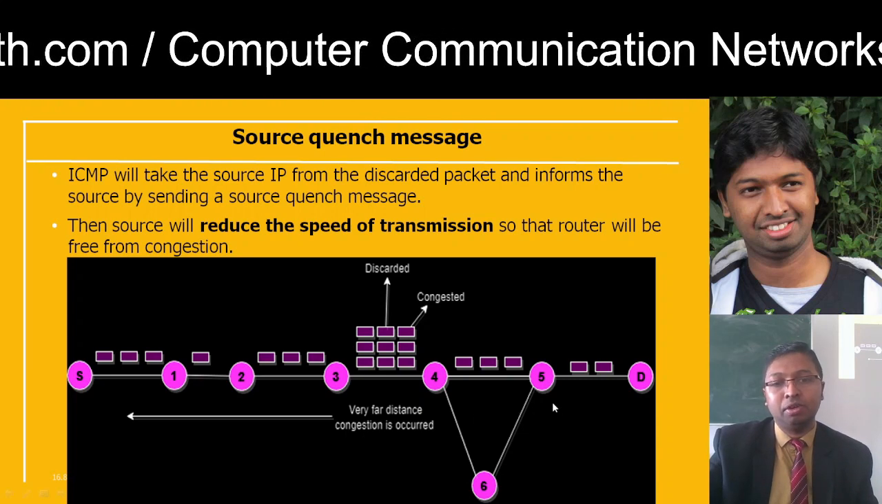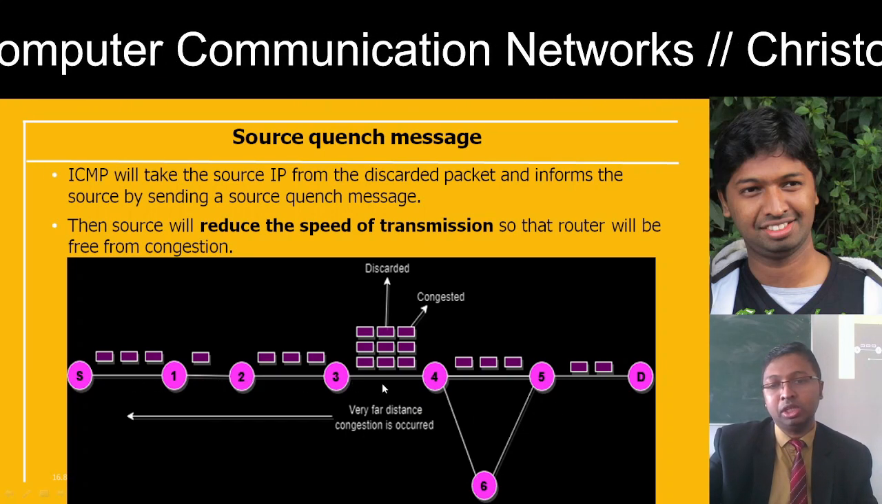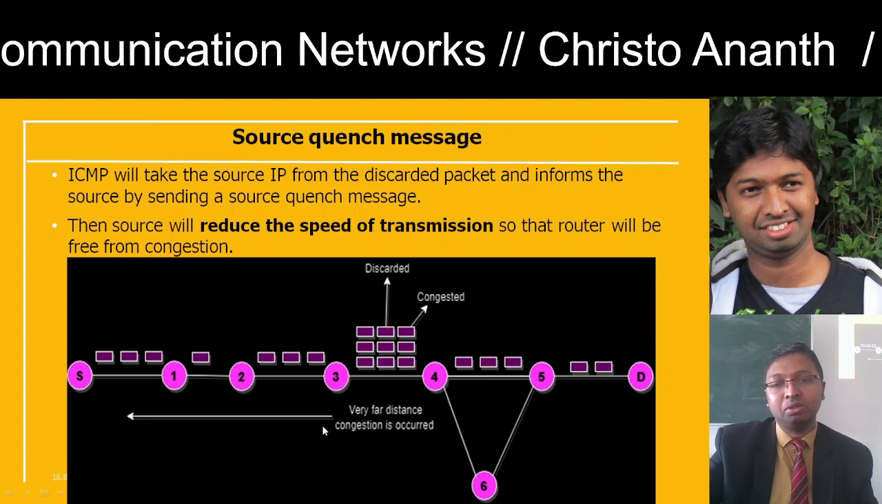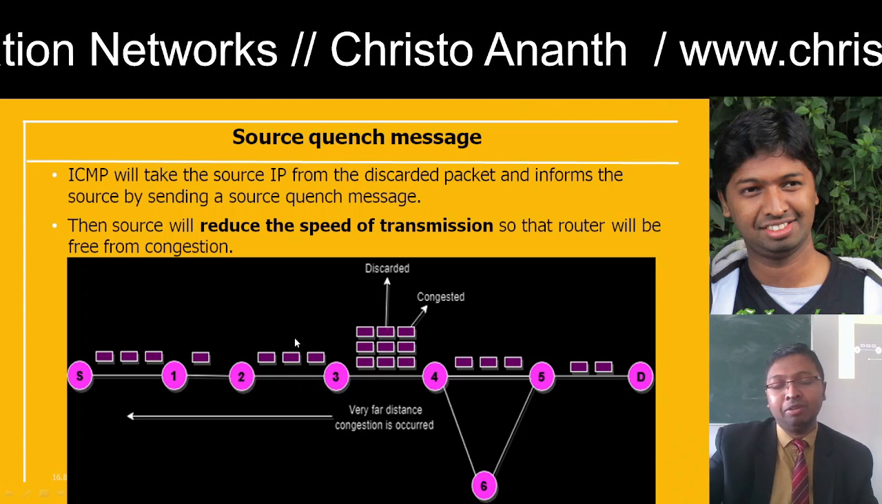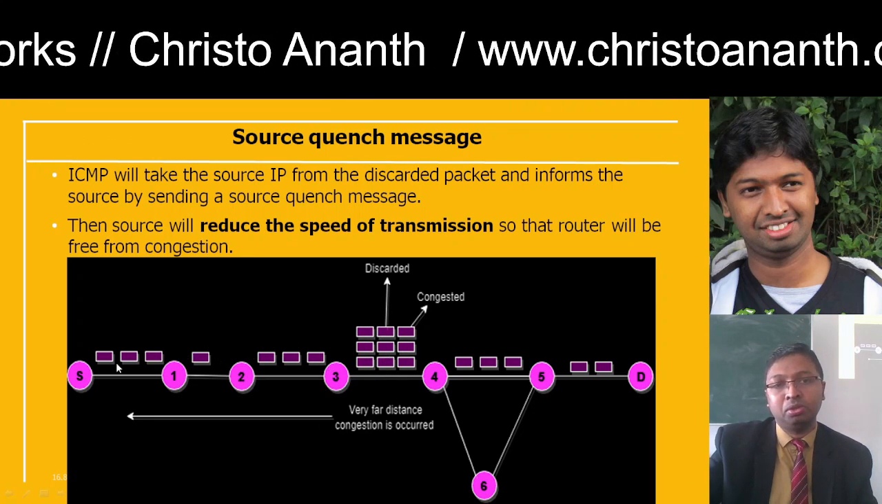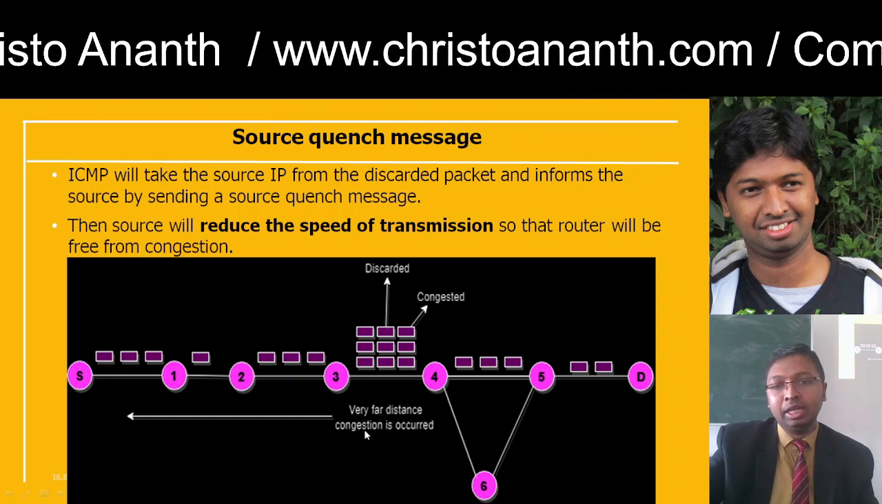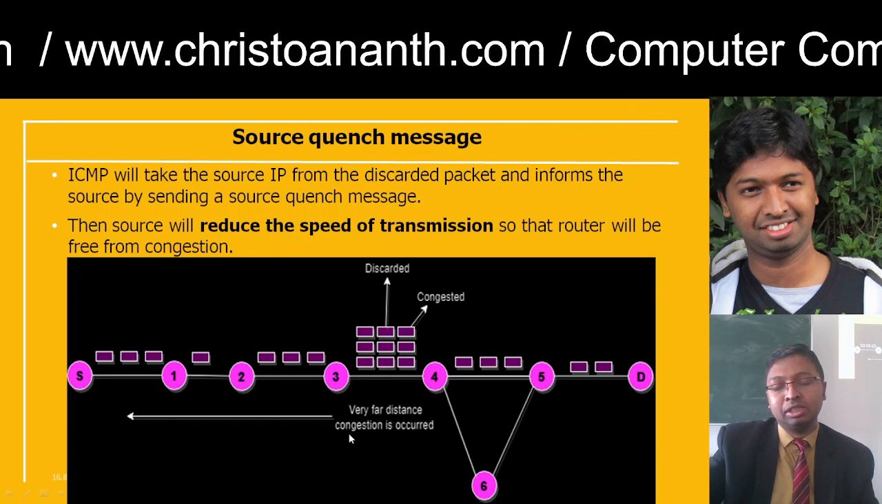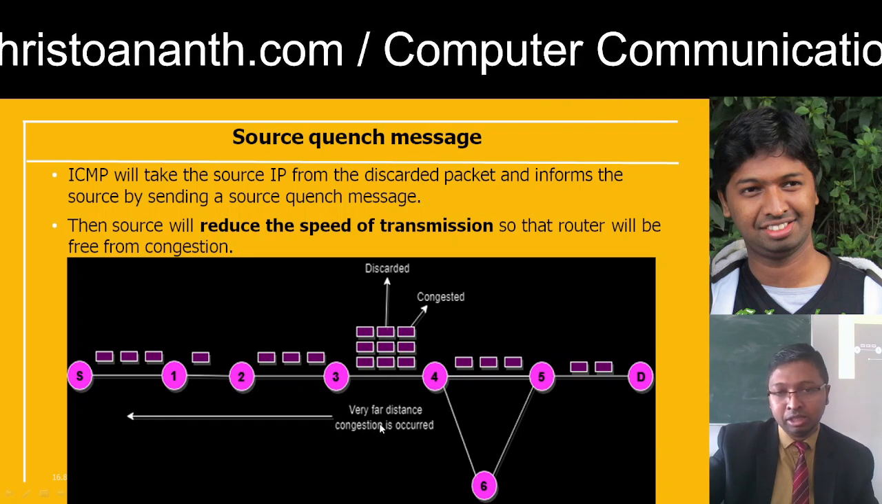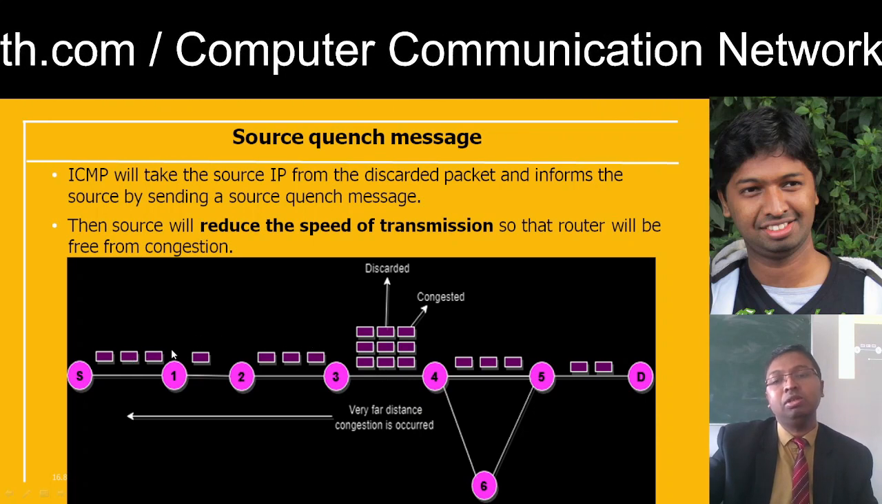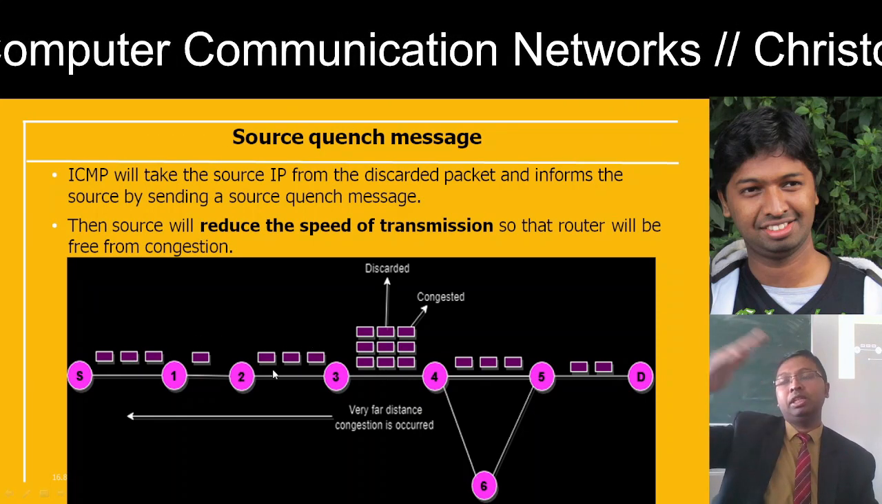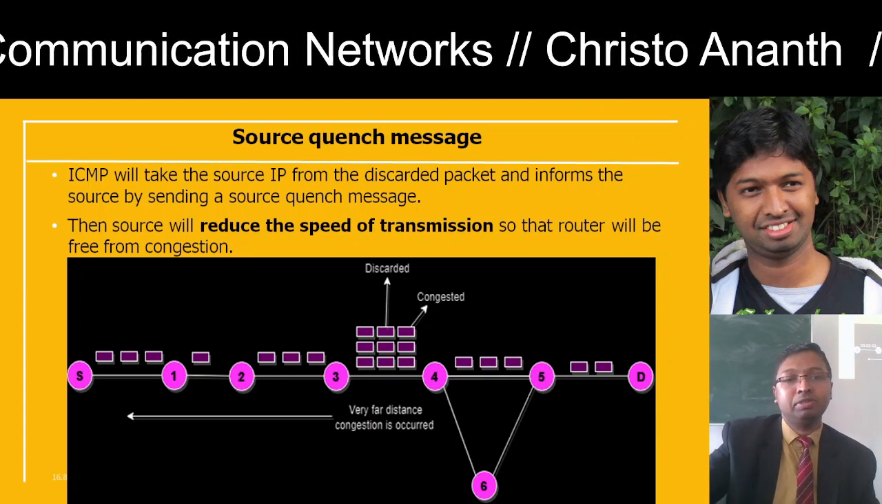From the source, 1, 2, 3, 4, 5 and 6, the packet will be discarded. All of this information is brought to the source, even if the congestion occurs at a very far distance. It goes across the nodes and informs them. Then accordingly, it will reduce the speed of the transmission.